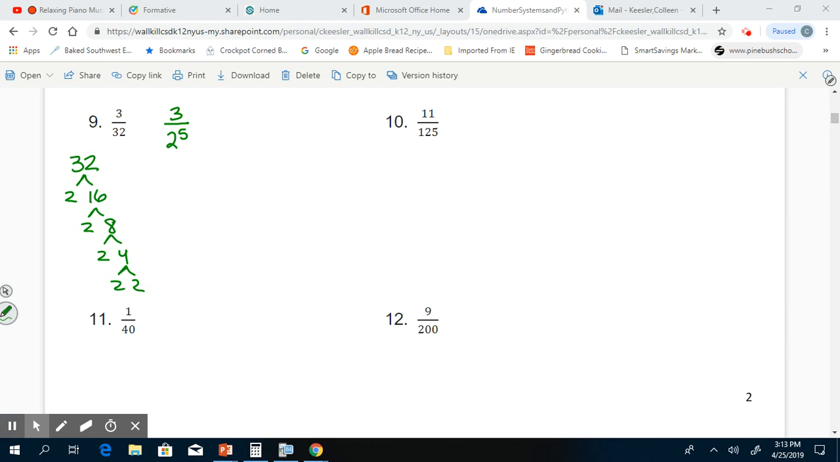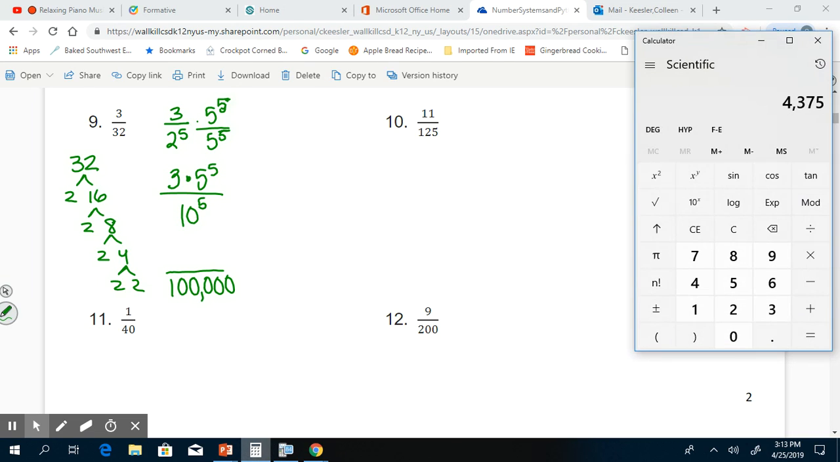So I need the same number of 5's. So that's going to be 5 to the 5th over 5 to the 5th. So I'm not really changing the product or the whole fraction. So we get 3 times 5 to the 5th over 10 to the 5th. 10 to the 5th is a 1 with 5 zeros, or 100,000. And then I just have to do that 3 times 5 to the 5th, which is 3 times 1, 2, 3, 4, 5 5's, which is 9,375.